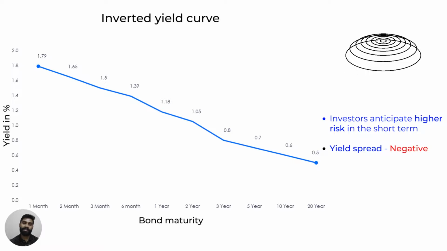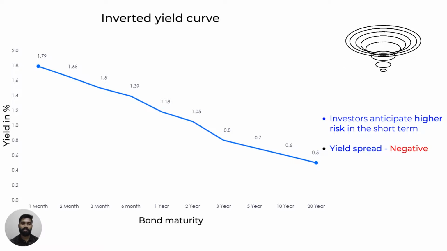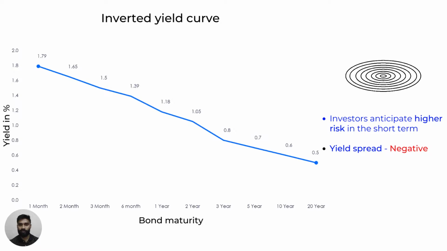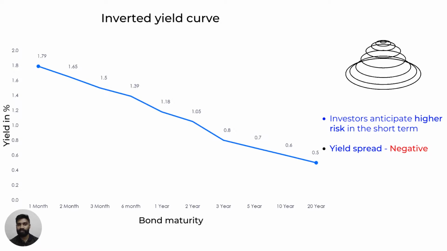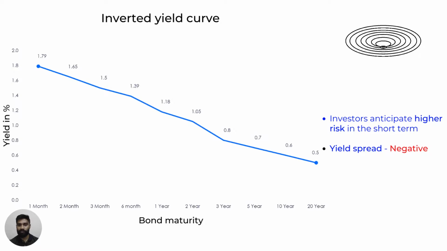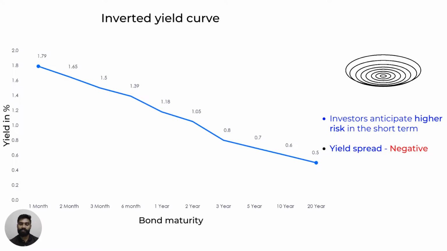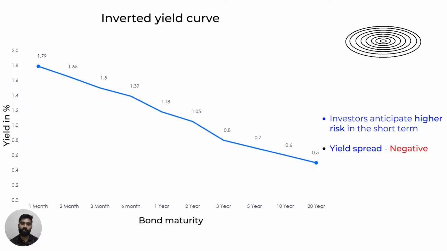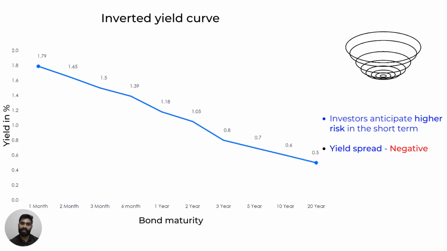So when does the inverted yield curve happen? This happens when the shorter term maturity bonds have a higher interest rate or higher yield compared to the longer term bonds. When this happens, the yield spread, which is the difference between the longer term maturity bonds and the shorter term maturity bonds, becomes negative.